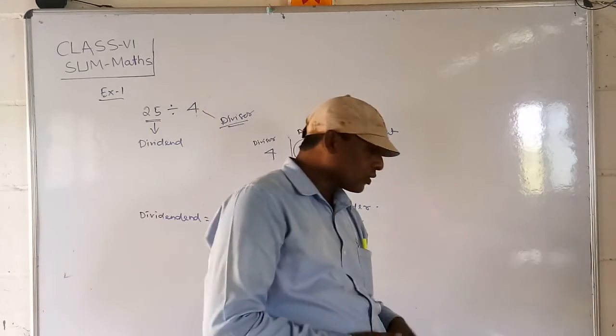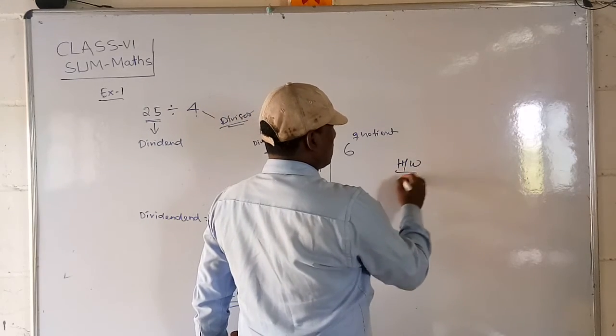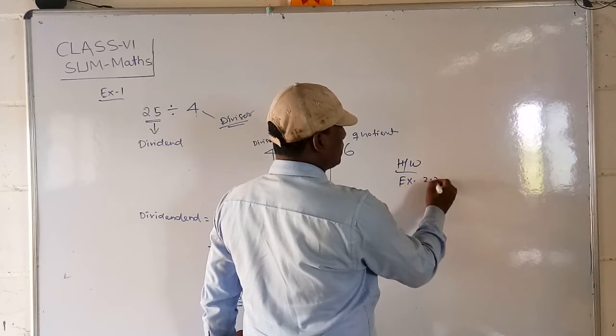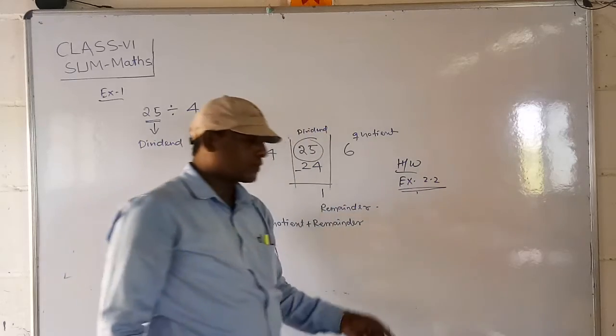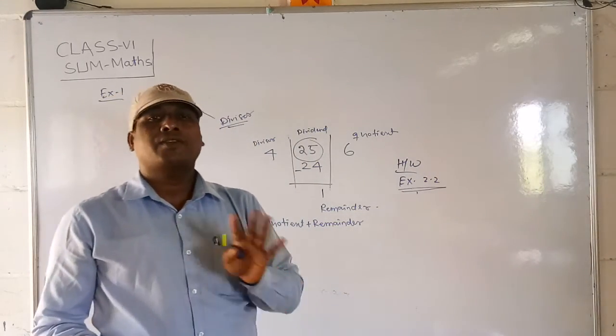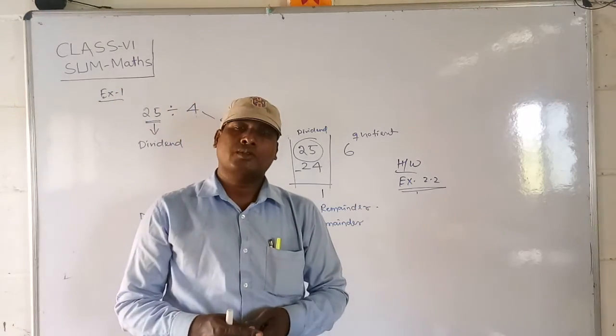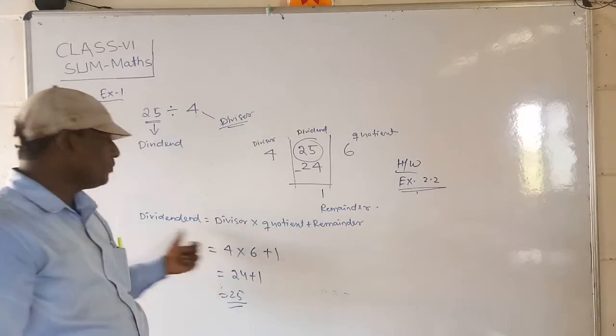Okay. Next, there is homework for you. You should do Exercise 2.2 if the textbook is there. Otherwise, make your own 5 divisions, do the divisions and check them with the algorithm formula.